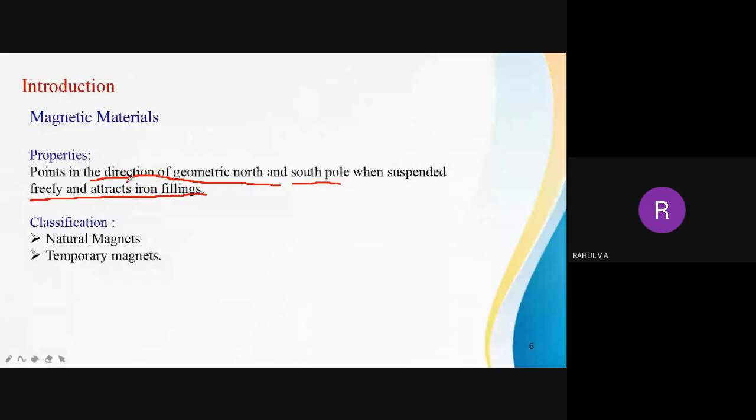So if you take one magnetic material and suspend it freely, it points to the north and south pole. And also it attracts iron filings.